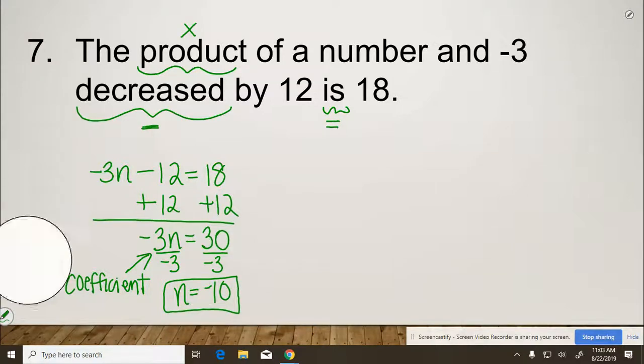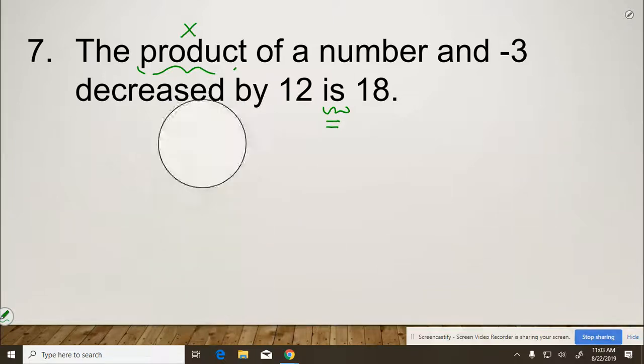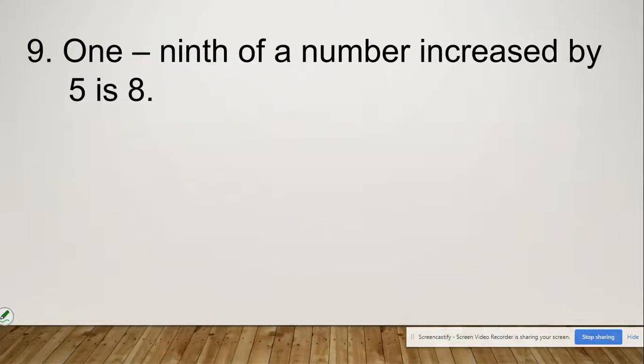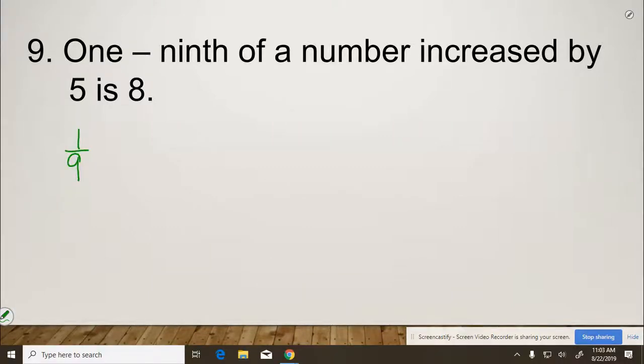All right, on to the next problem. Number 9. 1/9 of a number increased by 5 is 8. Another one that's pretty straightforward. 1/9 is 1 over 9 of a number, so times n, that word of means multiply. Increase by means to add. 5 is the equal sign, equals 8.